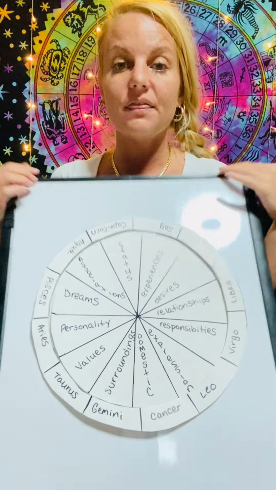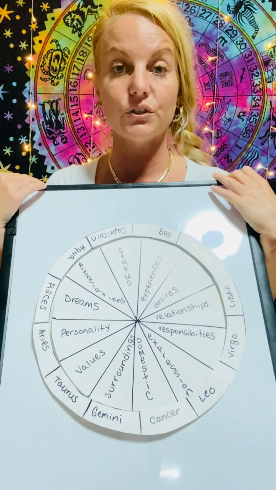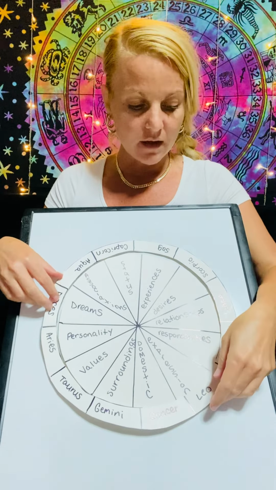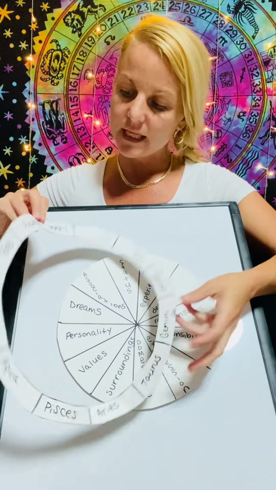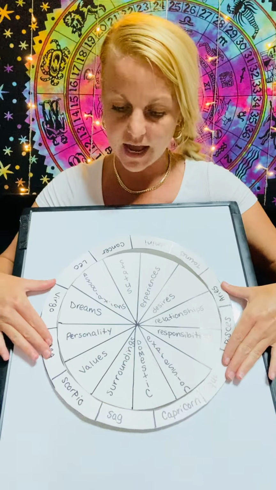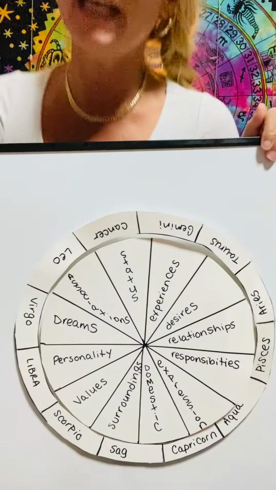So normally the zodiac wheel is set up like this with Aries in the first house. So all you have to do is find out what your rising is. So for example, I have a Libra rising. So I have Libra in the first house. Okay, so we see that. Now what's the next step?